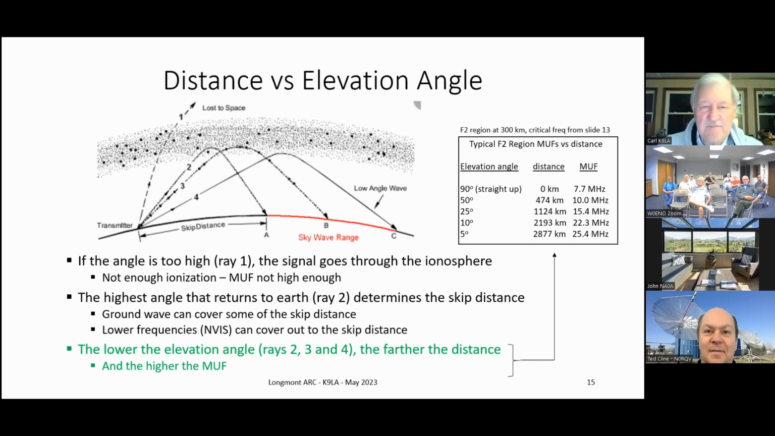Now, if you can put energy down at 5 degrees, it'll go about 2,900 kilometers. And the highest frequency would be 25.4 megahertz. So you can see the advantage of having lower elevation angles. It gives higher MUFs and farther distances.